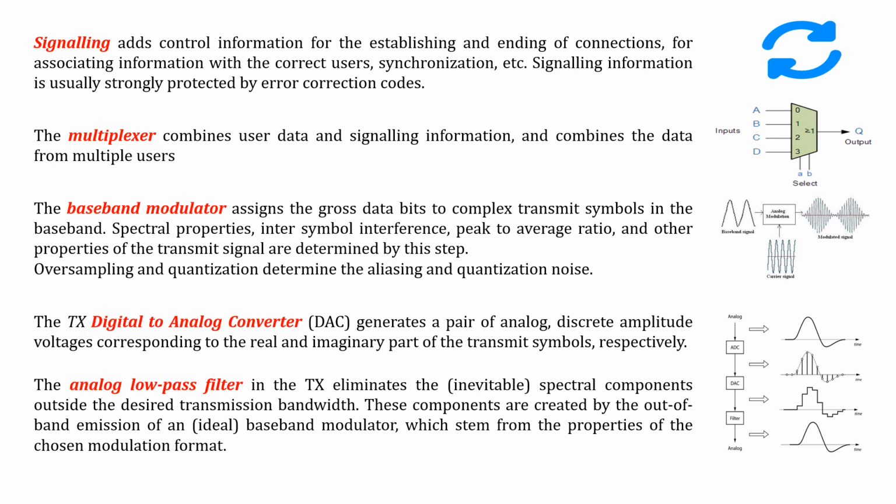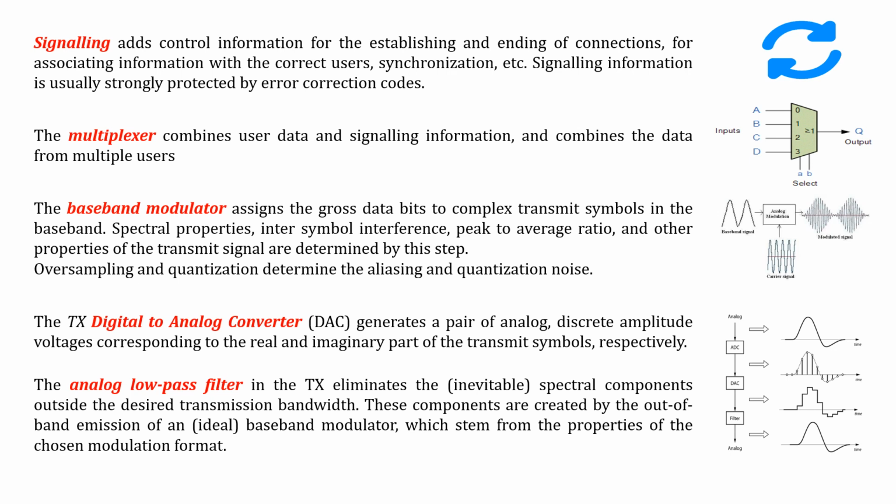Then following the modulator, we have the DAC, which is the digital to analog converter. Before the signal is transmitted, since we are working on digital signals, all the digital signals have to be converted into analog form. Only then can they be transmitted over an antenna. Your DAC will generate a pair of analog discrete amplitude voltages corresponding to the real and imaginary parts of the symbols. All the transmit symbols will have a real and an imaginary part. When you look at the equations of these modulation patterns, you can clearly see there are two parts, one real and the other imaginary. So there are two components in the transmitted signal.